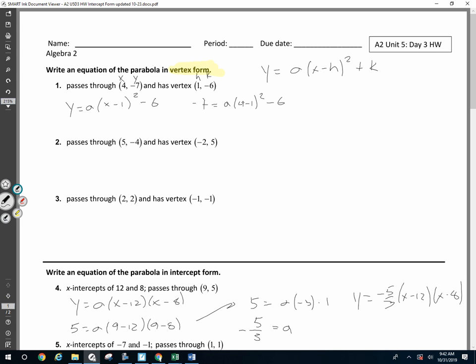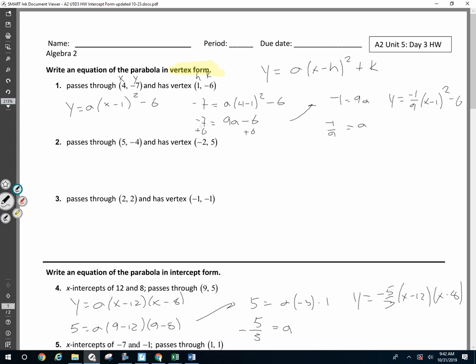You need to do in your calculator 4 minus 1 squared, or it's just 3 squared. You know that it's 9. Add 6 to both sides. I get negative 1 equals 9a. Divide by 9. A is equal to negative 1/9. My equation is y equals negative 1/9 x minus 1 squared minus 6.